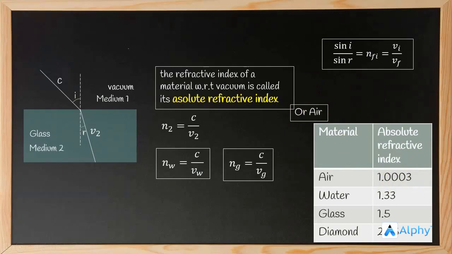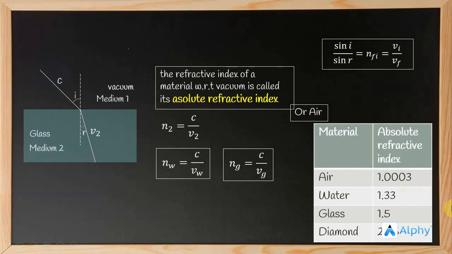Okay, and we see that water has a refractive index of 1.33. Glass has an absolute refractive index of 1.5, and diamond actually has the highest refractive index, and it has a refractive index of 2.45.